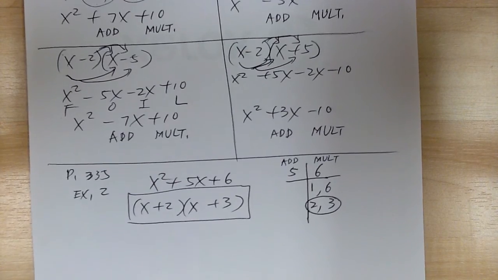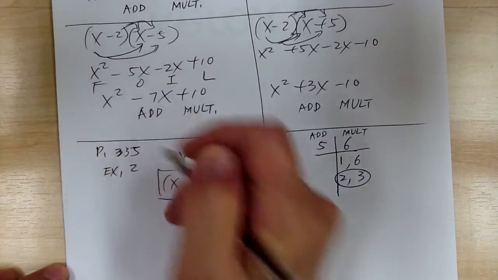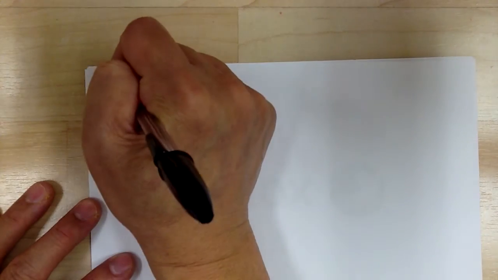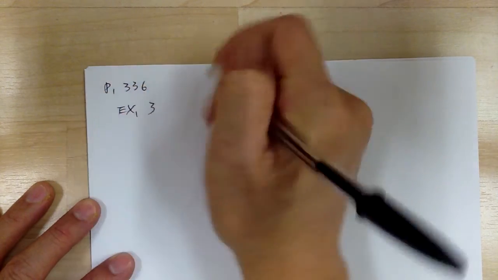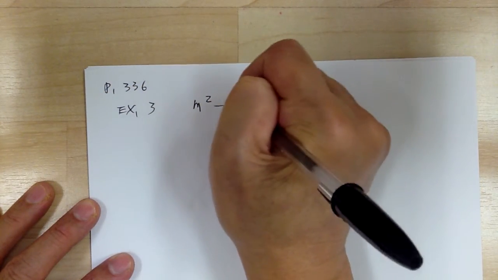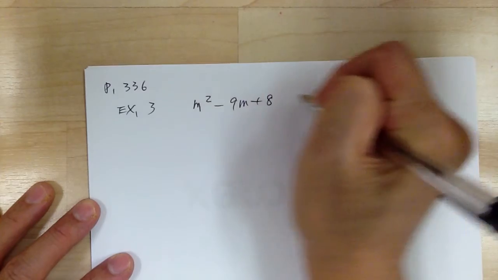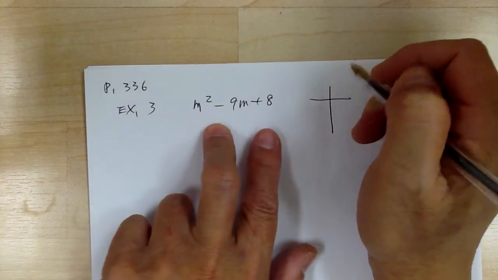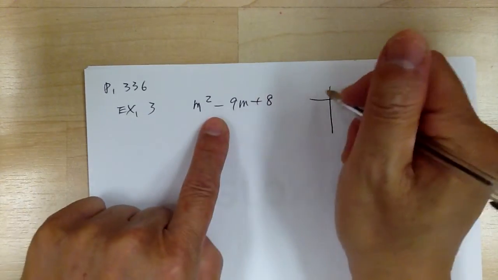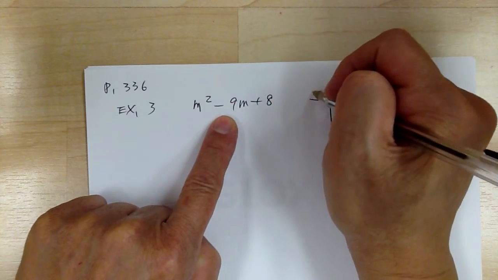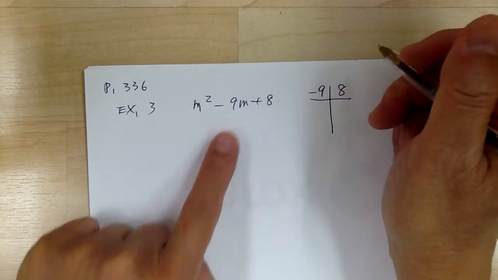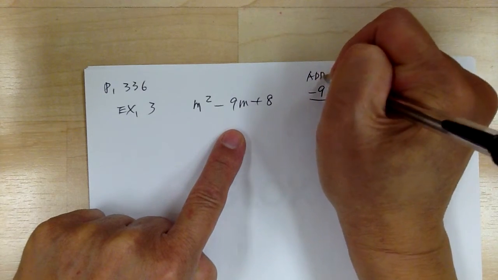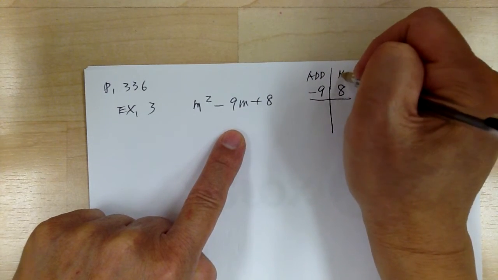Okay, let's go to example 3. So page 336, example 3. You got m squared minus 9m plus 8, right? So you can get your master product numbers. So this is your sum and this is your product. Okay. So again, this came from adding, this came from multiplying, right?